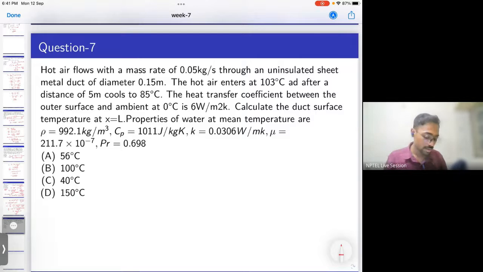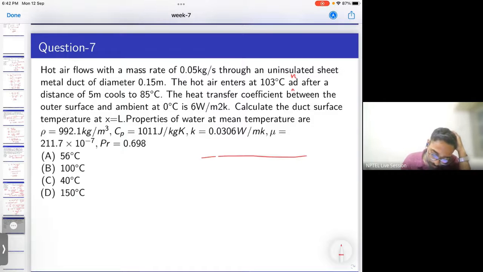Hot air flows with a mass flow rate of 0.5 kilogram per second through an uninsulated sheet metal duct of diameter 0.15 meter. Hot air enters at 103 degrees Celsius and after a distance of 5 meter cools to 85 degrees Celsius. The heat transfer coefficient between the outer surface and ambient at 0 degrees Celsius is 6 watts per meter square. Calculate the duct surface temperature at x is equal to L, the exit. So we have a surface, we have a duct.